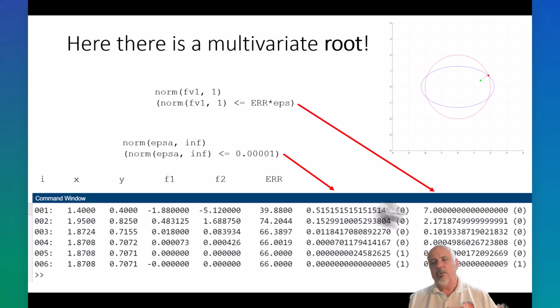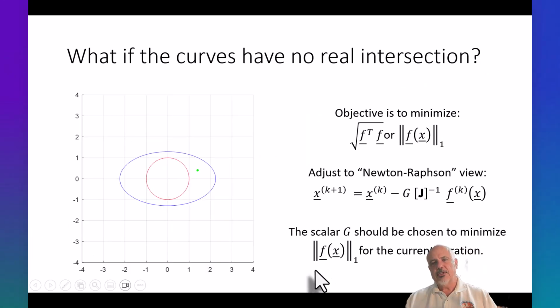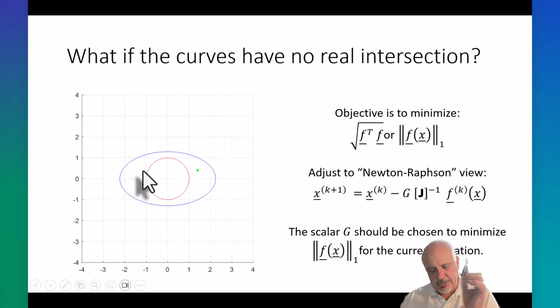But when there's not a root, we really are limited to using the polishing method. And that's what we're going to talk about now. So in this situation where there's no real intersection, I just changed the circle so that there's no real intersection of the circle and the ellipse now.